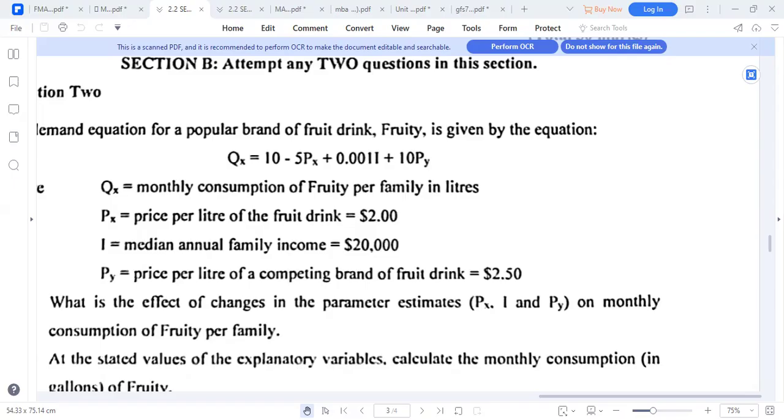Then PX of minus 5 there, indicating that an increase in PX will lead to a decrease in our quantity. So this means that it aligns with the law of demand, where as the price goes up, the quantity falls. So that is the implication of those particular variables there. Is that clear? So what is the effect of these parameters?